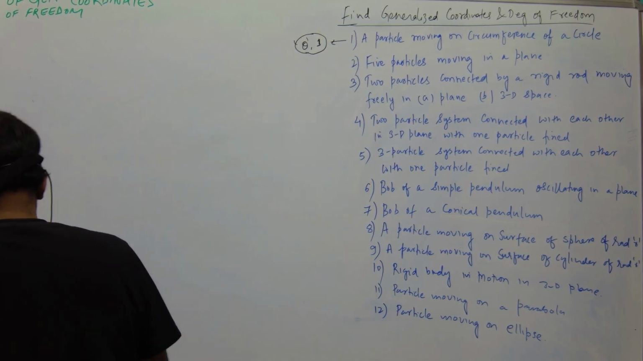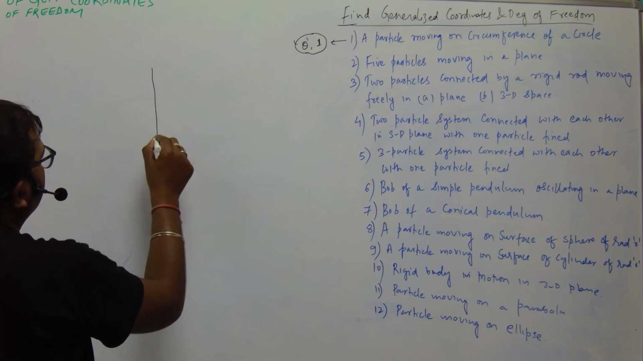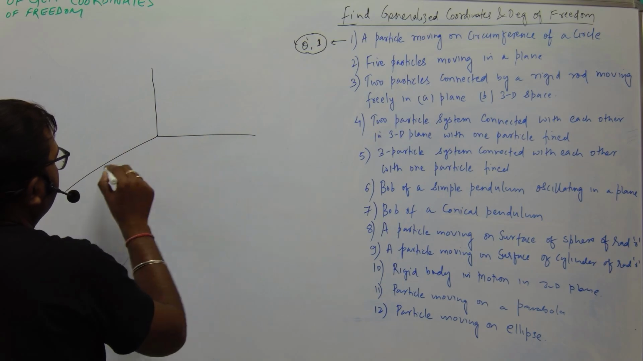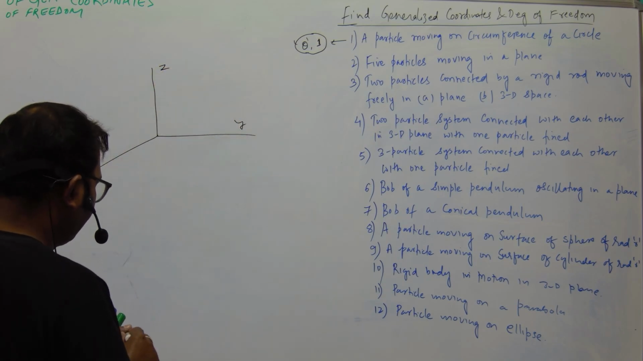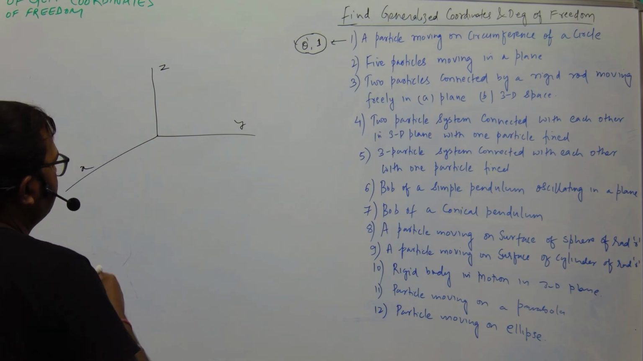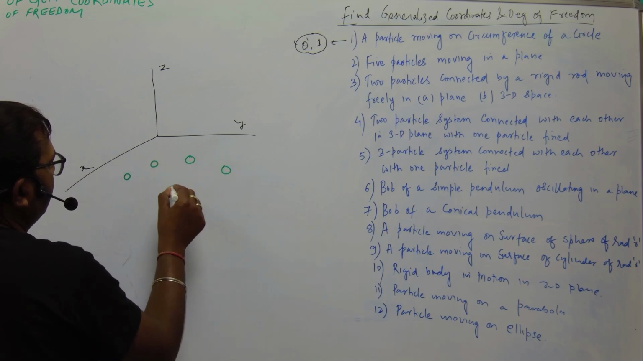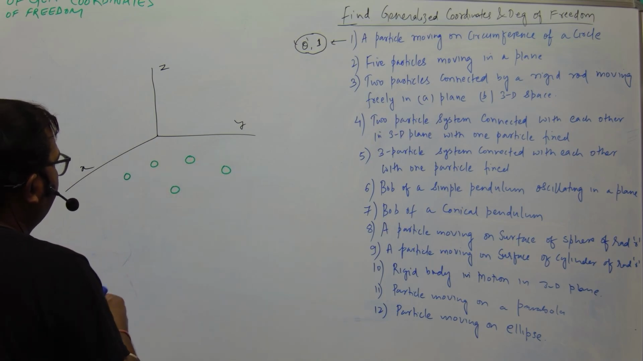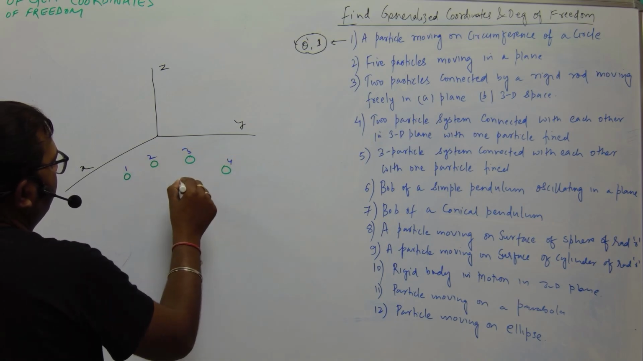5 particles moving in a plane. Let us draw a plane here. Okay, so this is x, this is y, and this is z. So let us take 5 particles. Okay, so we have 5 particles like this: particle 1, particle 2, particle 3, particle 4, and particle 5.